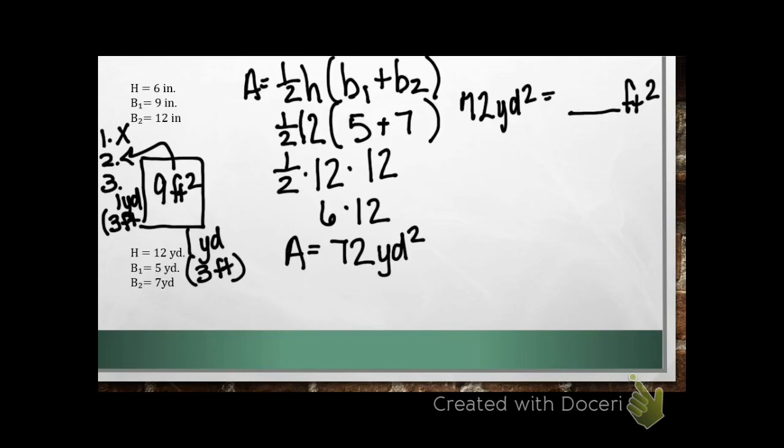So I'm going to come over here to my 72. I'm going to set up a really simple multiplication problem. 72 times 9, and I'm going to get 648. So my answer is going to be 648 feet squared.